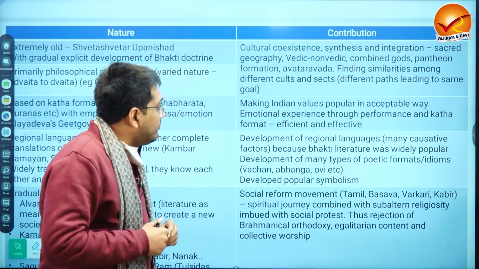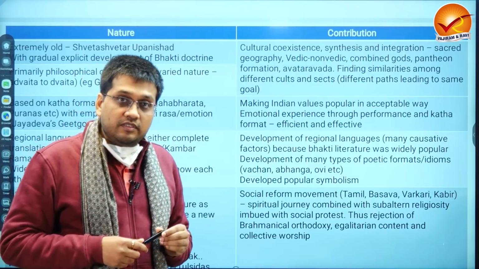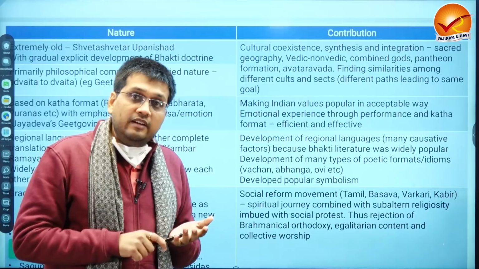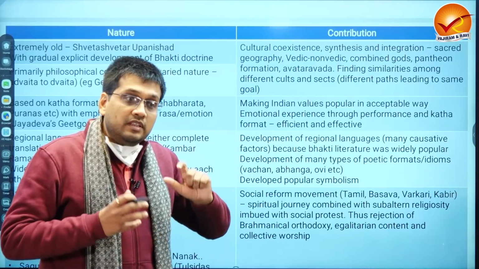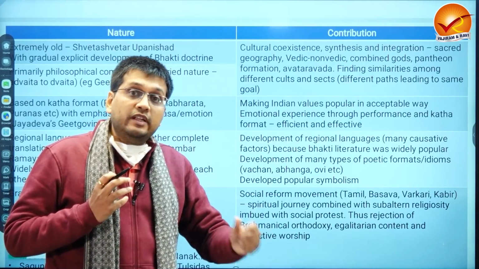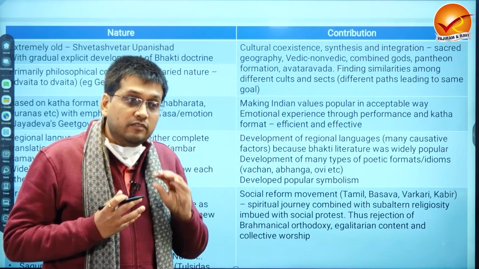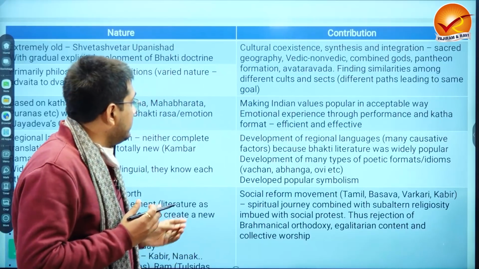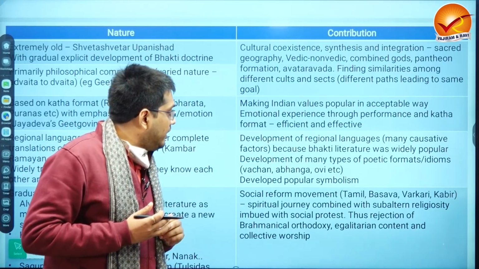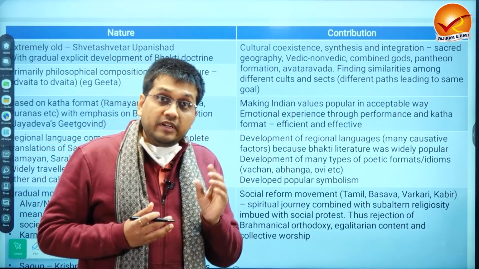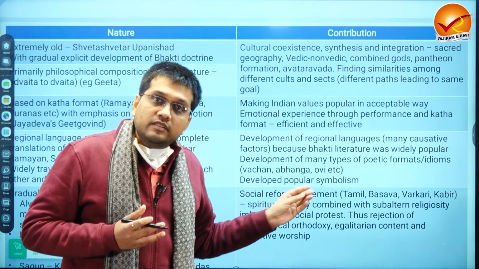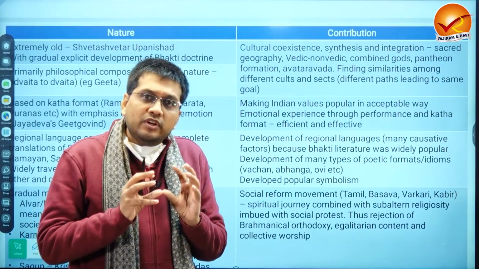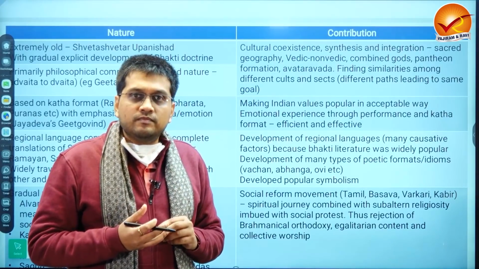You have development of regional languages. As I said, Bhakti literature and regional languages developed hand in glove, because the Bhakti literature became widely popular. It created its own symbolism, its own vocabulary, its own types of poetic formats. If you go to Tukaram's poetry, it is Abhanga, Gyaneshwar, it is Ovi, Basavanna, it is Vachana. So we have different poetic forms emerging also.